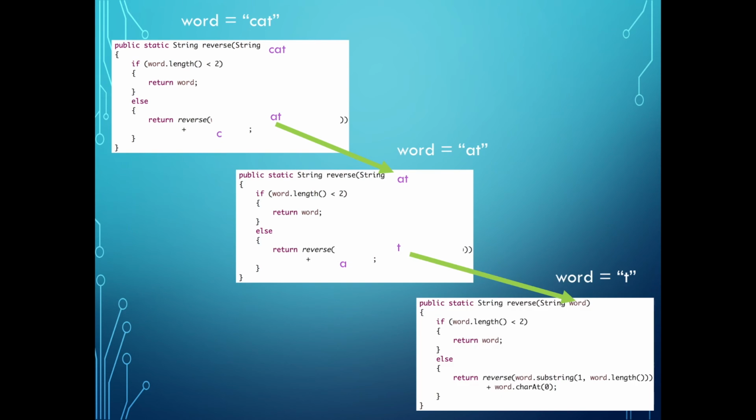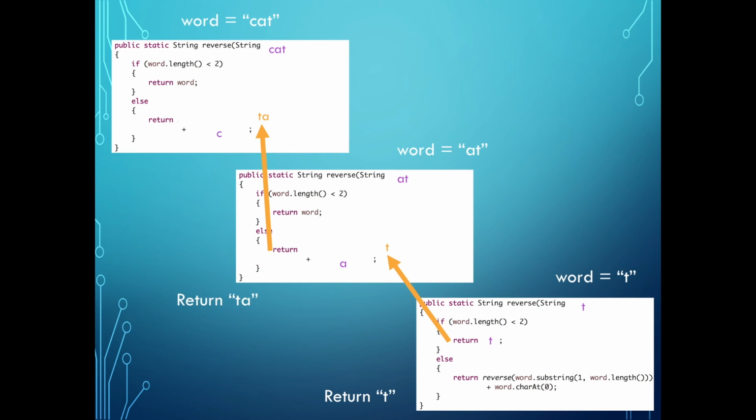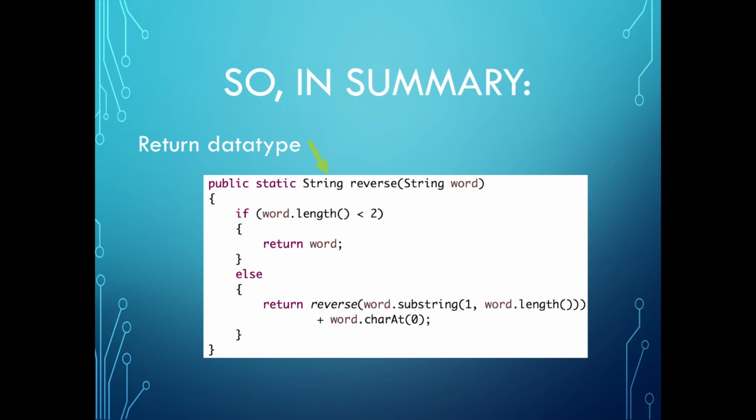Now, on the third call of the method, the length of the contents of word t is 1, which is smaller than 2, so t is returned to the second call of the method in place where the third method is called. The char stored here, a, is added on to the end, and the string ta is returned to the first method call, whereas the c stored here is added on. So the completed reversed word is returned to the main method. So, to form a recursive method, you need a return data type, an input parameter, a base case, and a recursive case.